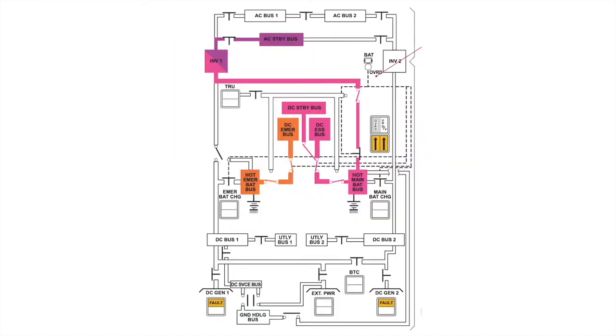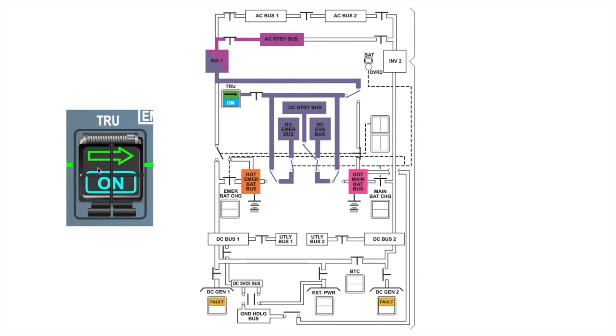As soon as we get a dual DC generator failure, the system is supplied by the batteries. And when we press the TRU push button, the TRU enables the AC wild generation system to partially energize the DC electrical system. When the TRU is connected, it supplies inverter 1, which supplies the AC service bus. The TRU supplies the DC essential bus, the DC standby bus, and also the DC emergency bus. The arrow on the TRU push button shows that it is supplying current to all these 4 buses.